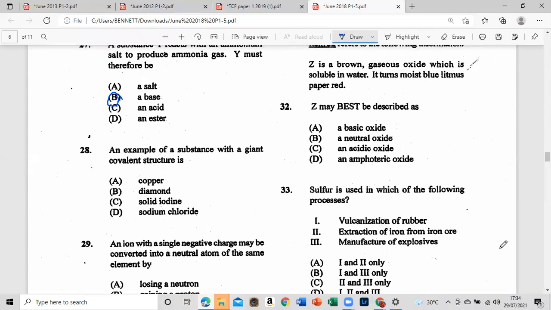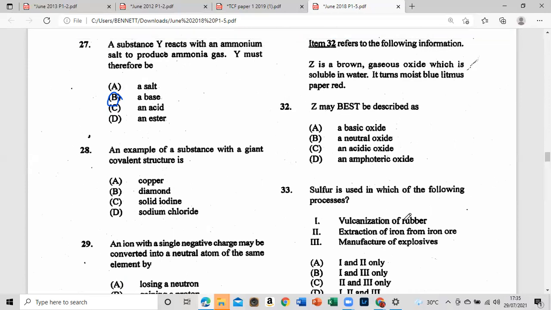28, an example of a substance with a giant covalent structure is it copper? I think this is diamond. Let me just check. It is indeed diamond. I did this on an earlier paper.